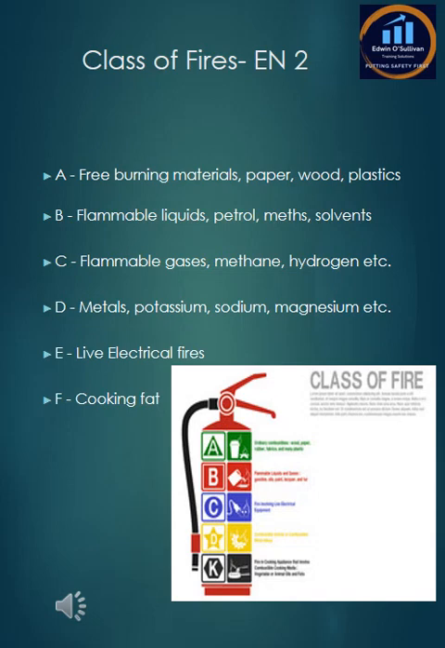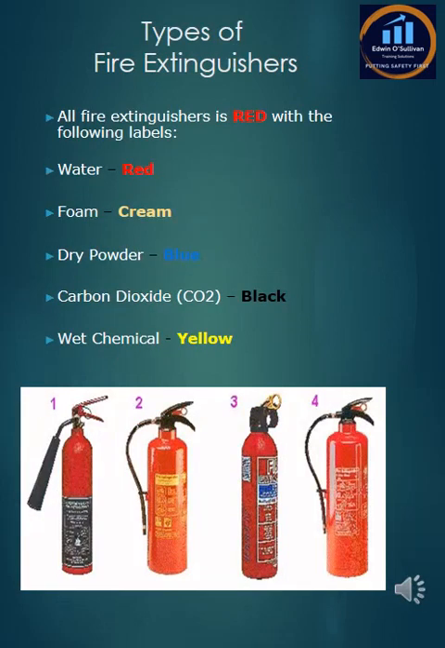We have a Class E, which is a live electrical fire, and if we do not know the correct fire extinguisher, it can result in the loss of life or electrocution. And then we have Class F, which is for cooking fats. So it's important to know, for every type of fire, we have a particular type of fire extinguisher that will deal with that class. Okay, so we have water, foam, dry powder, carbon dioxide and wet chemicals. We'll go into these in further detail throughout the slides.